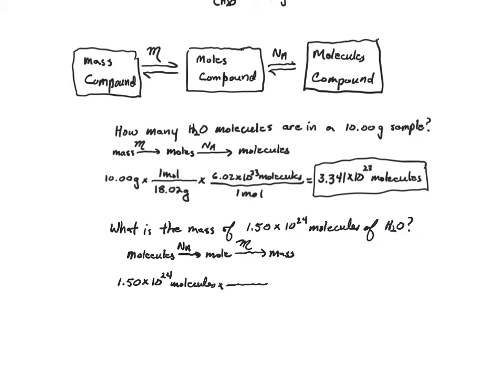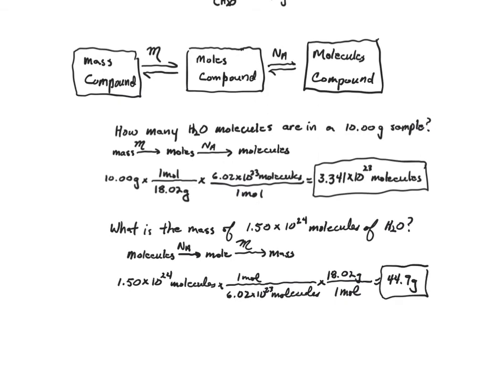Avogadro's number is 6.02 times 10 to the 23rd molecules per mole. And according to the molar mass of water, we have 18.02 grams of water for every 1 mole. And again, this goes in the calculator. And I wind up with 44.9 grams of water.